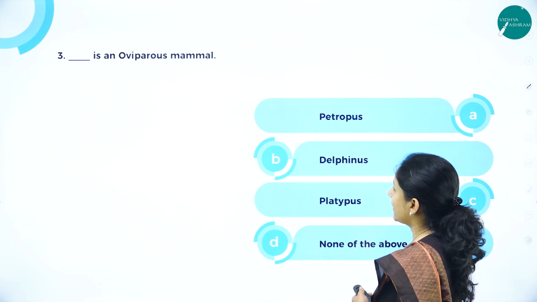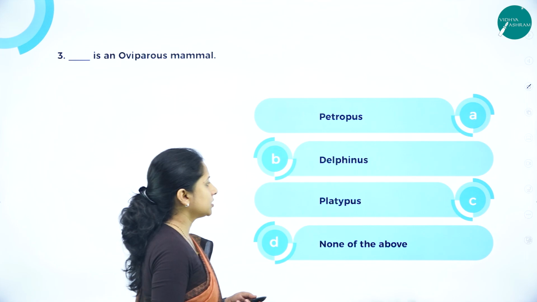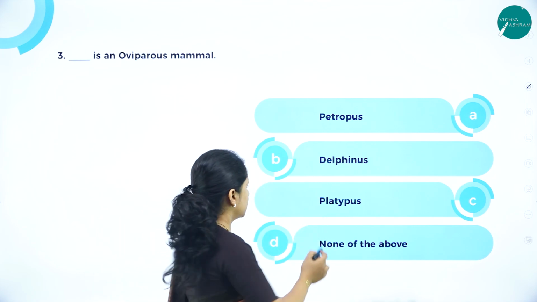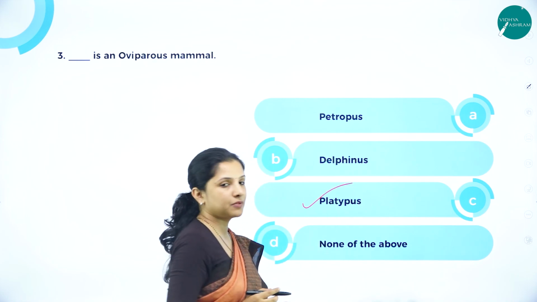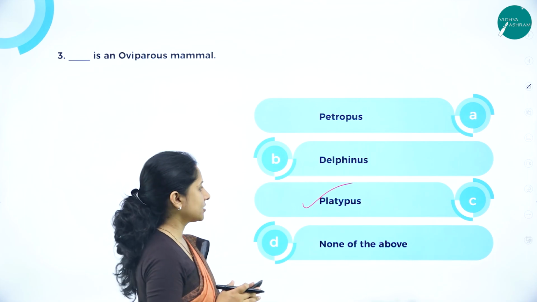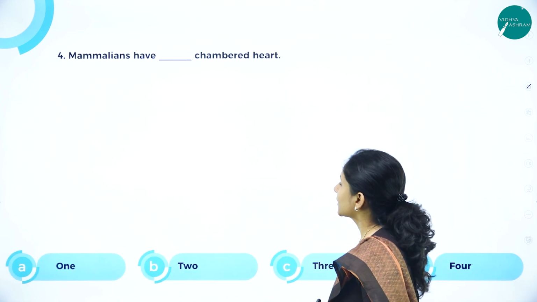Dash is an oviparous mammal. Pteropus, Delphinus, Platypus, none of the above. It is Delphinus, not dolphin. It is Platypus. Platypus is the only egg-laying mammal here, or it is oviparous. Rest of them are viviparous.